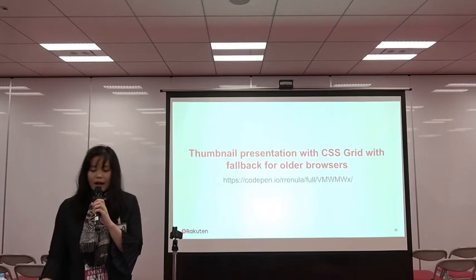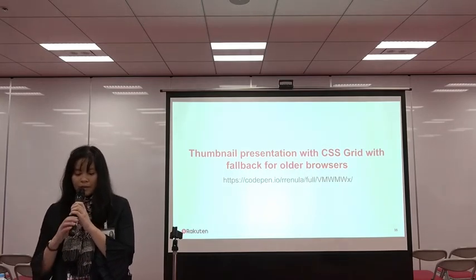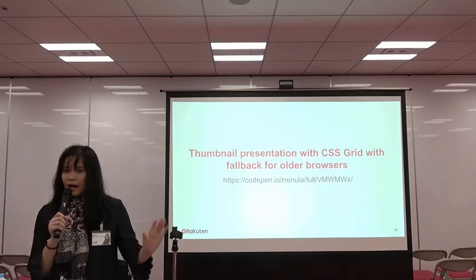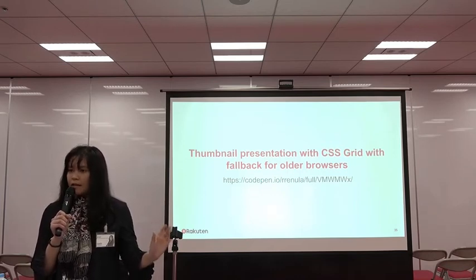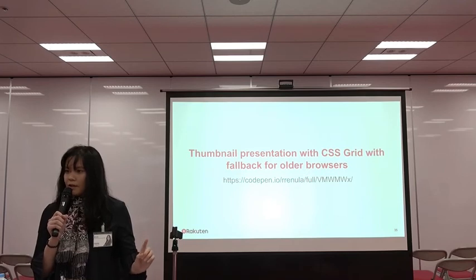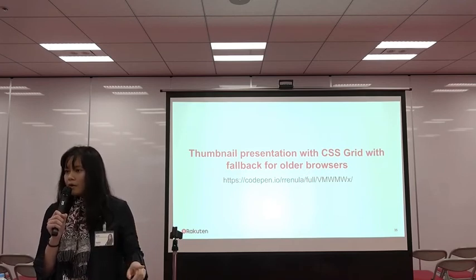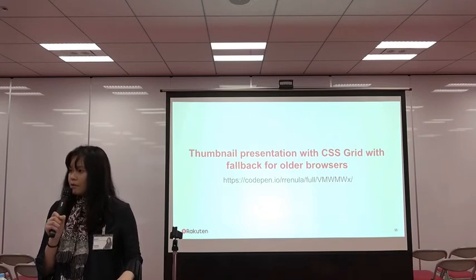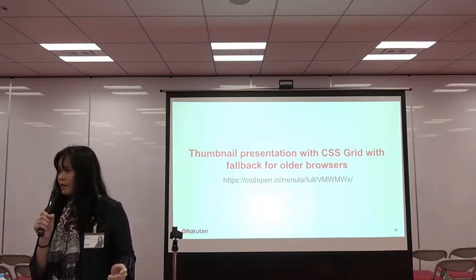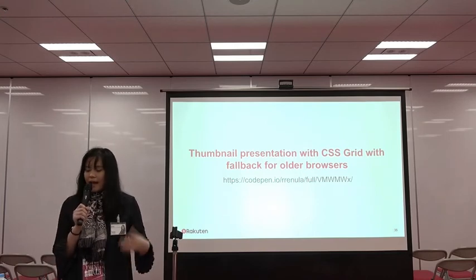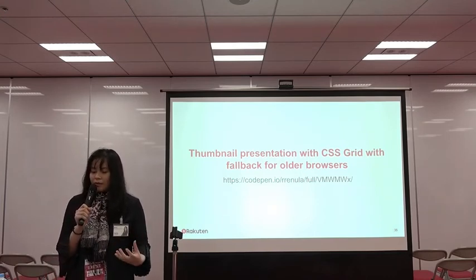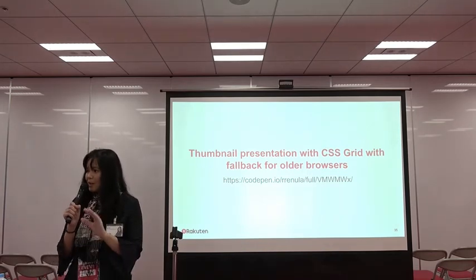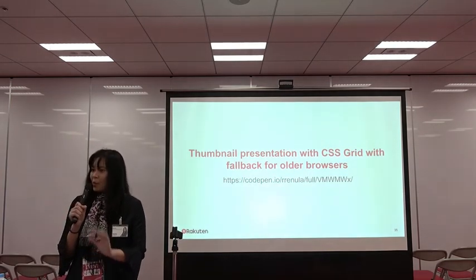Now, I didn't add this example here, but you can always check out this example that I've created. I created an experimental thumbnail presentation with CSS Grid that should work for all modern browsers, but you can also view it in older browsers, such as Safari 9, which doesn't support CSS Grid, and see the fallback. You will notice that even though it is experimental in modern browsers, you can still access it and read it in older browsers.